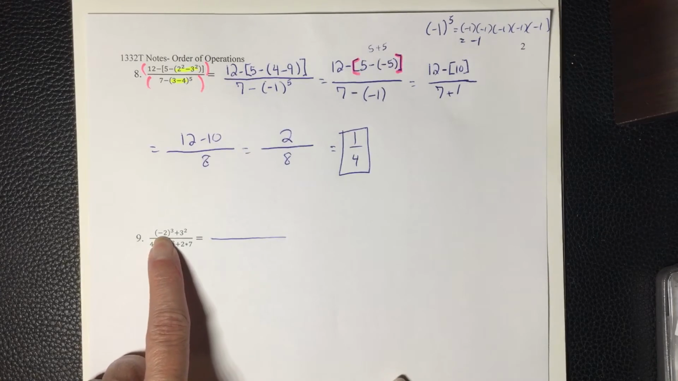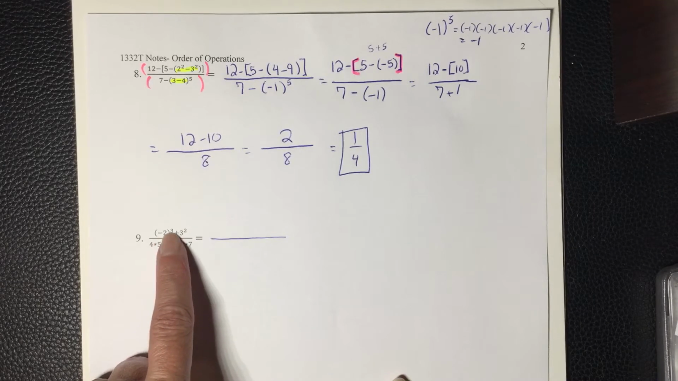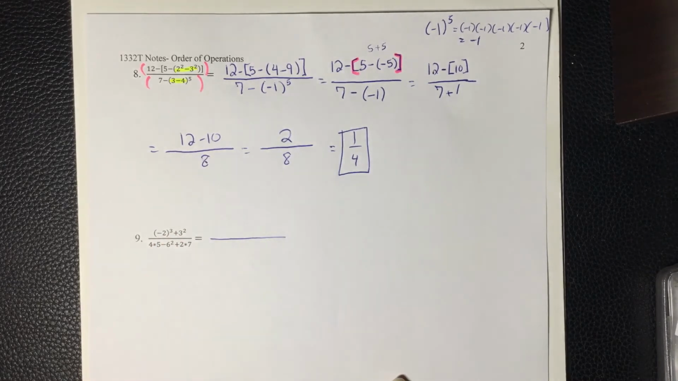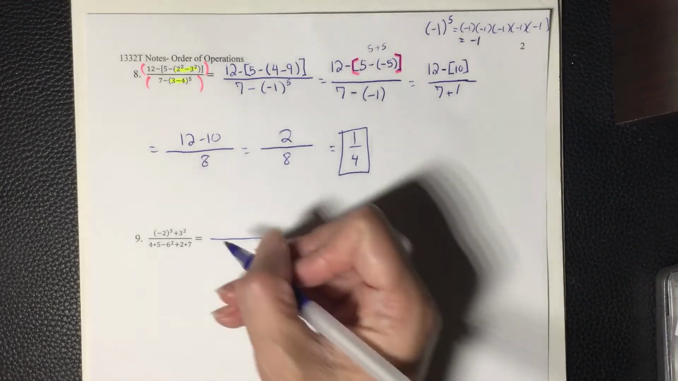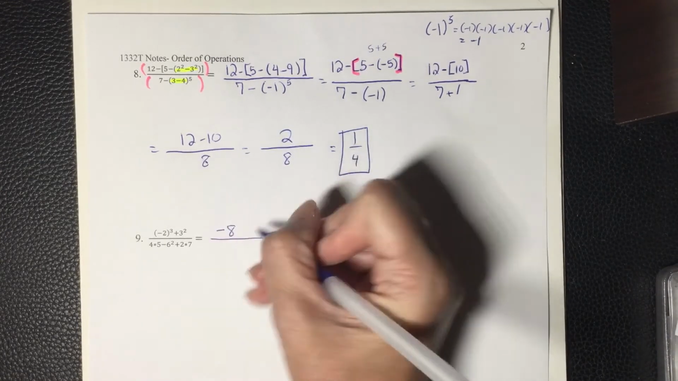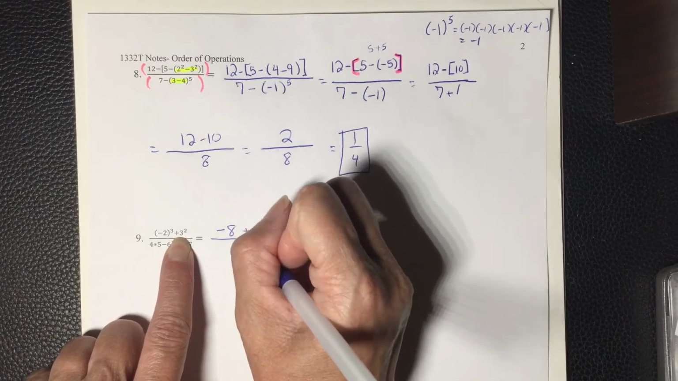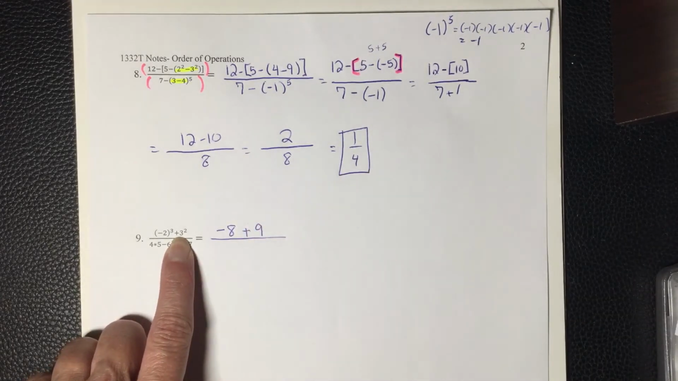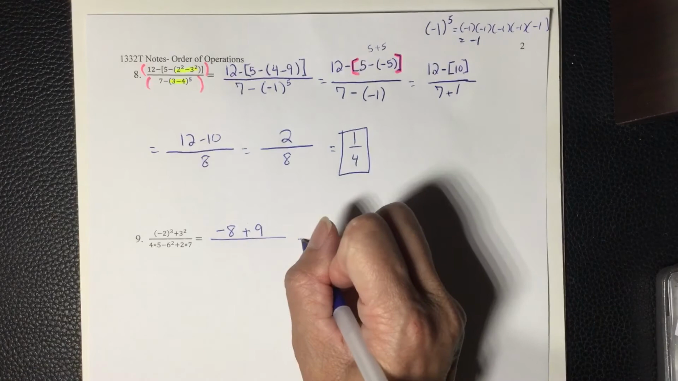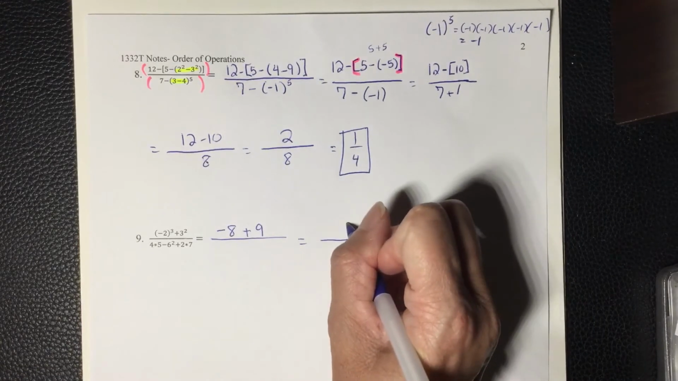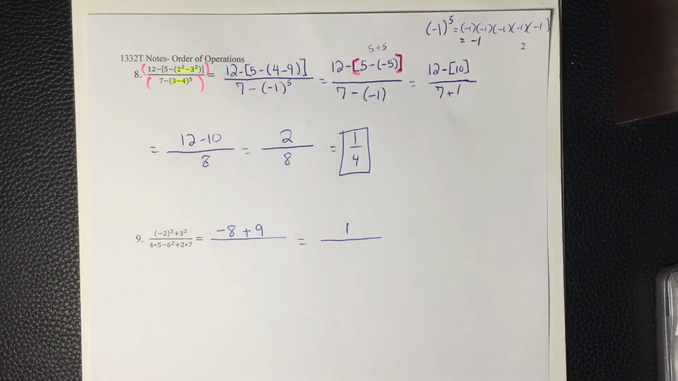Notice my grouping symbols have a single number, so I don't have a parenthesis step in the numerator, but I do have an exponent. So negative 2 to the third will be negative 2 times negative 2 times negative 2, and that will give me negative 8. And then 3 squared will be 3 times 3, so that will give me a positive 9. All right, so negative 8 plus 9, that's just going to give me a 1. So I've got the numerator. Now let's go back and do the denominator.